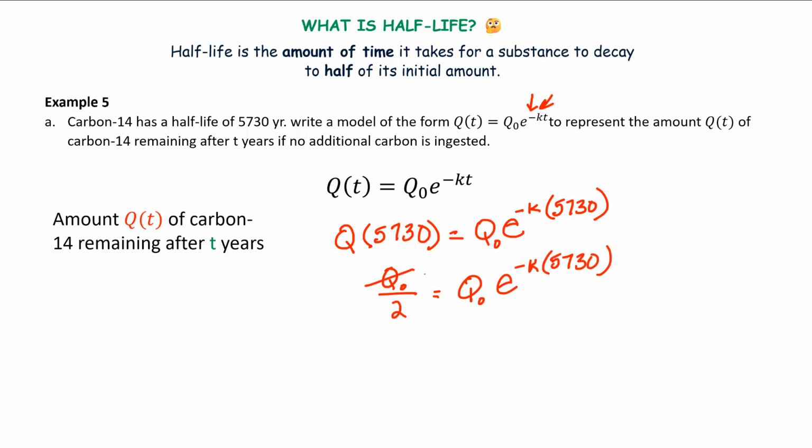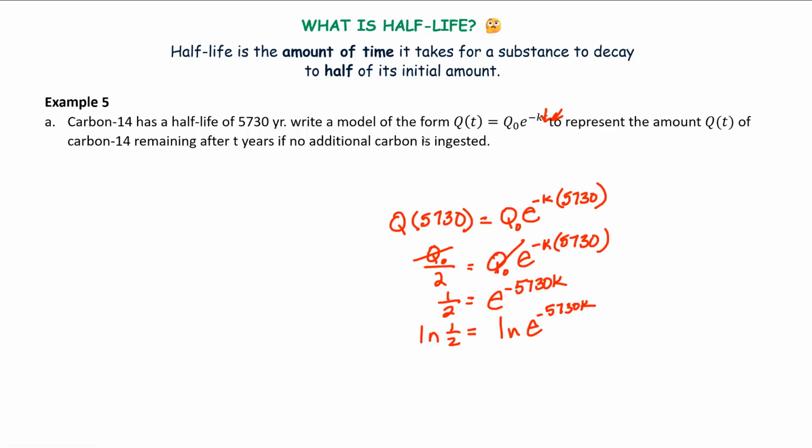So now I can cancel the Q sub 0, and I'll have 1/2 is equal to e to the negative 5,730k. And now I take the natural log on both sides, and I will have natural log of 1/2 is equal to the natural log of e to the negative 5730k. So now I can use the power rule to get k by itself.